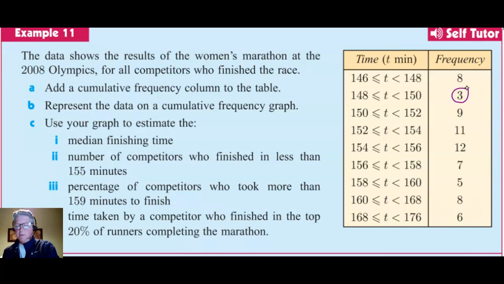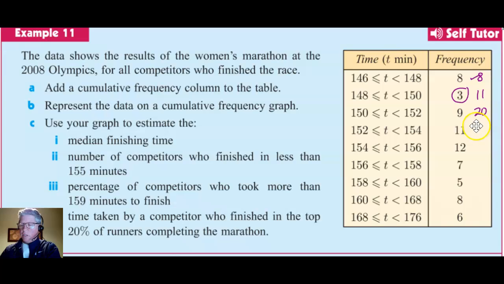All right. So the first step of making a cumulative distribution, an ogive curve or cumulative frequency graph, is to create a cumulative column. So remember, we have 8 here, we have 3 more here, so we really have 11 that have run less than 150. So it's cumulative. We had 8 people run under 148, 11 from 150 all the way down. So 20 people, we would say, run 152 or less. You see where I'm getting this?